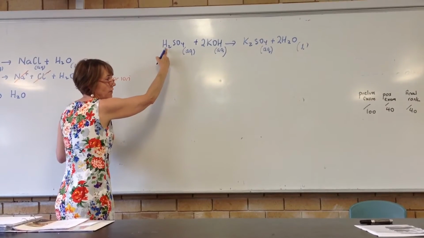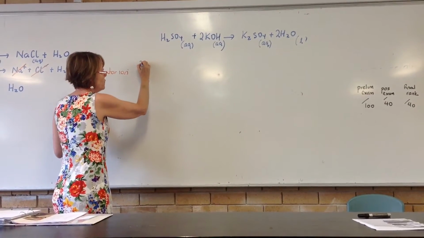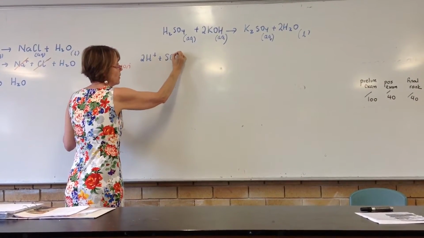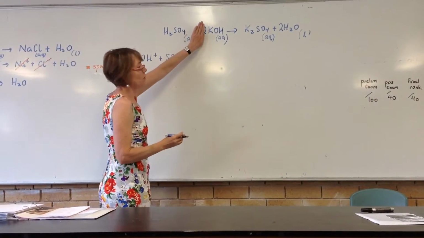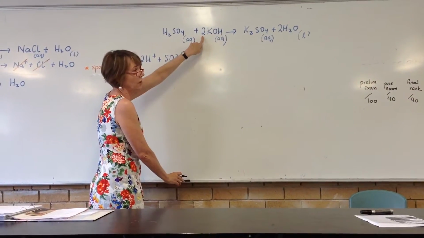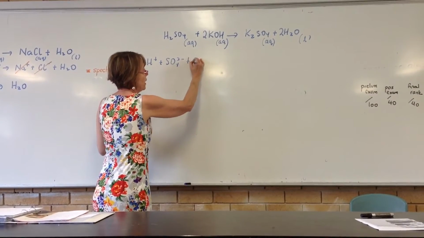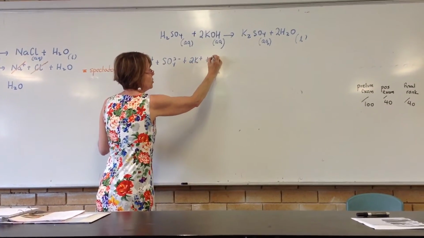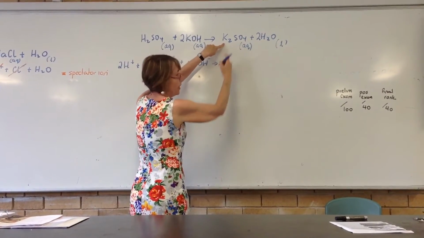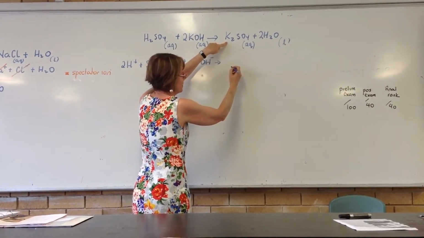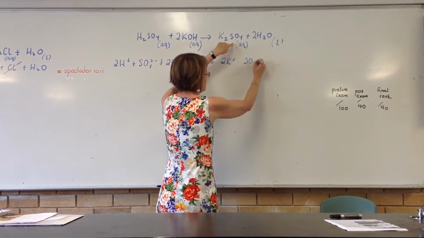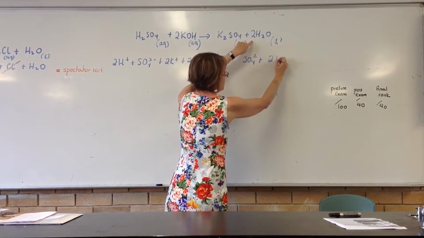When I translate that from a molecule into ions, I have 2 hydrogen ions and a sulfate ion. And similarly here, if I had 1 potassium hydroxide, I'd have 1 of each of the ions, but you've got to take note of the balancing number. So in fact, I have 2 potassium ions and 2 hydroxide ions. Over here, when that breaks down into ions, because it's an ionic substance, I'm producing 2 potassium ions and a sulfate, and we leave the water as it is because it's a molecule.